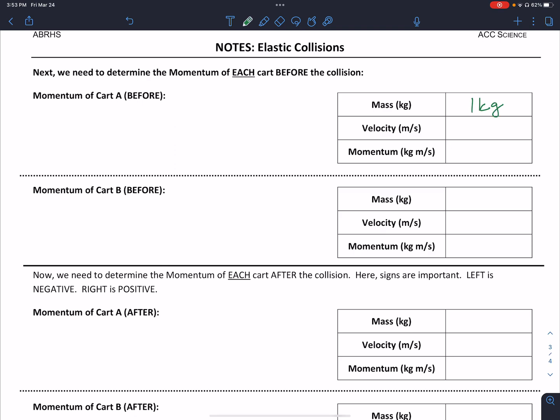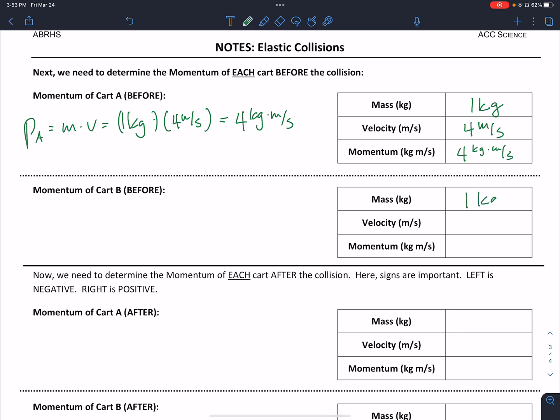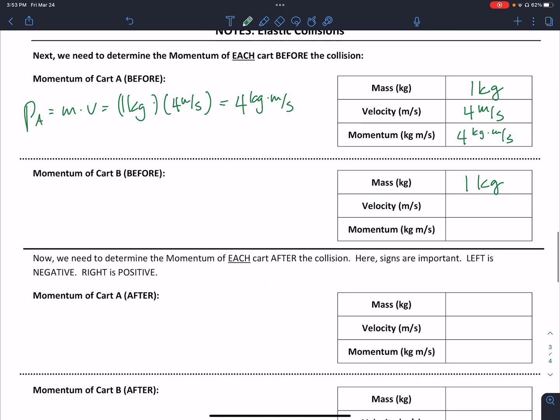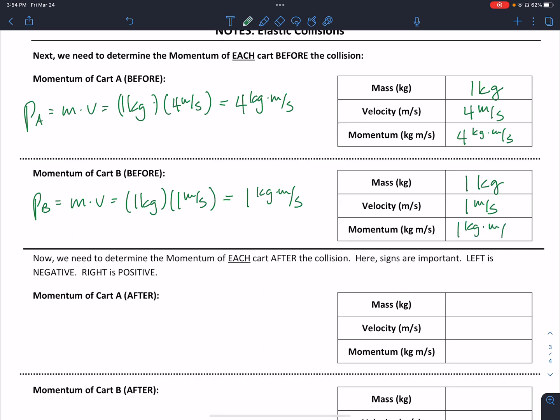For cart A before, 1 kilogram of mass, a velocity of 4 meters per second to the right. So the momentum of A is going to be equal to 1 kilogram times 4 meters per second, and we get a momentum value of 4 kilograms times a meter per second. We then look at B. Cart B has a mass of 1 kilogram, and it is moving at 1 meter per second to the right. So our momentum for B is its mass times velocity, 1 kilogram times 1 meter per second, and we get a momentum of 1 kilogram times meters per second. Note both of these momentum values are positive because everybody's moving to the right.